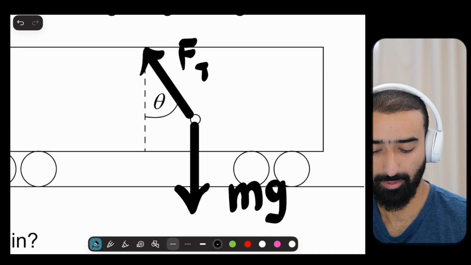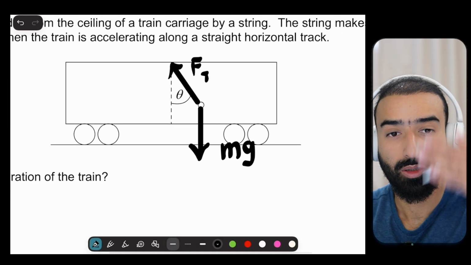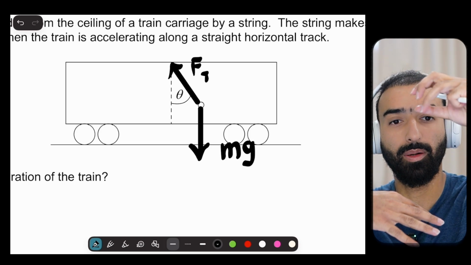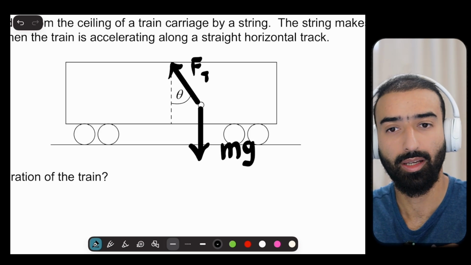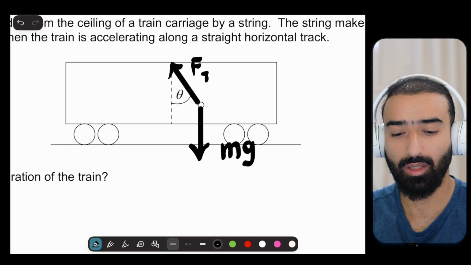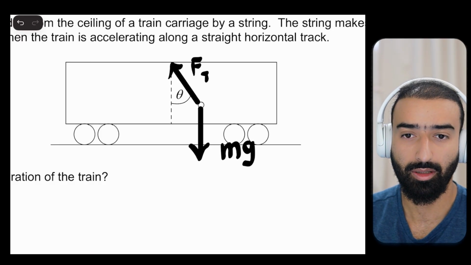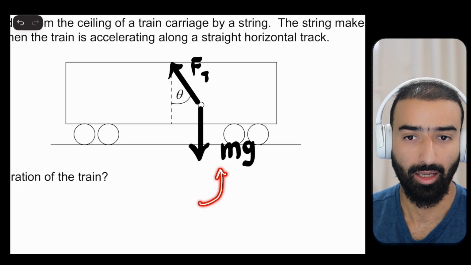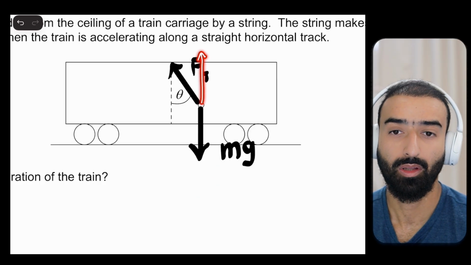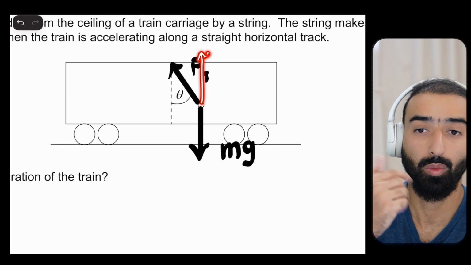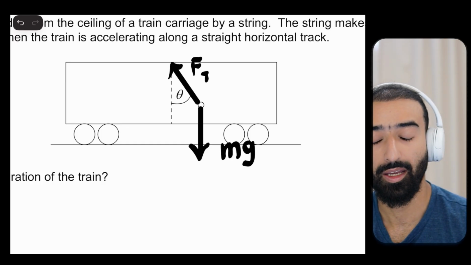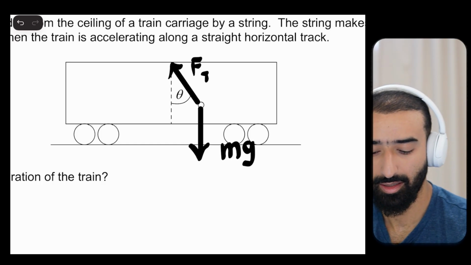What do we do next? Well, if you look at the vertical motion of the pendulum, we conclude that it's neither going up, nor does it move down. That means the vertical forces must be balanced. Now, how many vertical forces are there? One, mg, and the other one is the component of Ft along the vertical axis. What is the component of Ft along the vertical axis? It is Ft cosine theta.